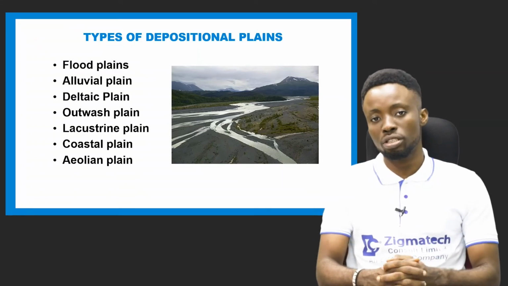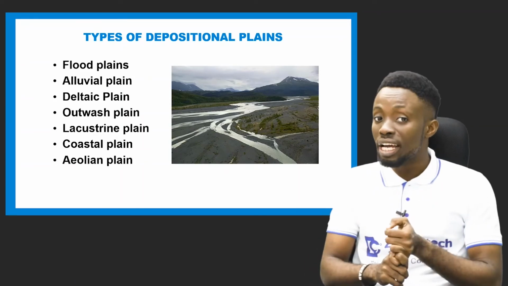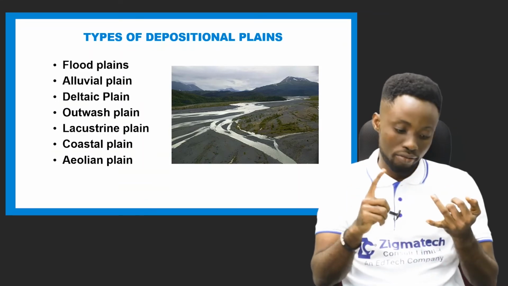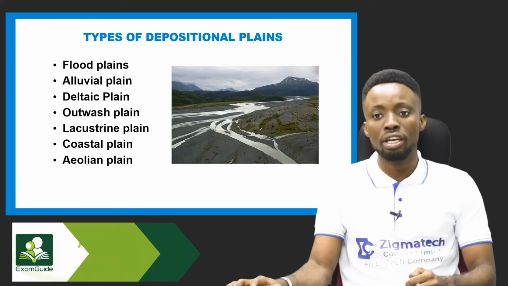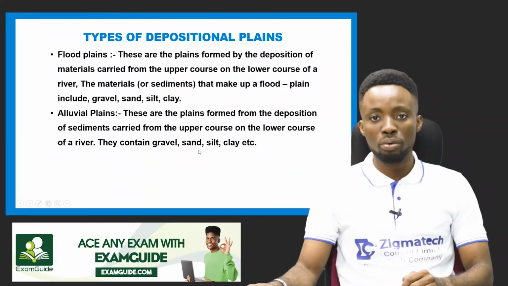So we have different types of depositional plains. The first is the flood plains. We have the alluvial plains, we have the deltaic plains, we have the outwash plain, we have the lacustrine plain, we have the coastal plain, and we have the aeolian plain. So we are going to look at them one after the other.